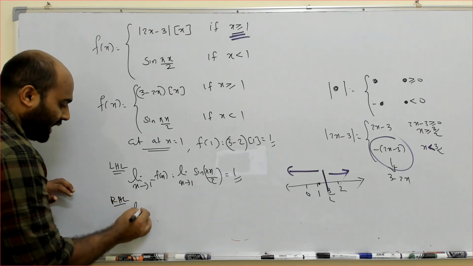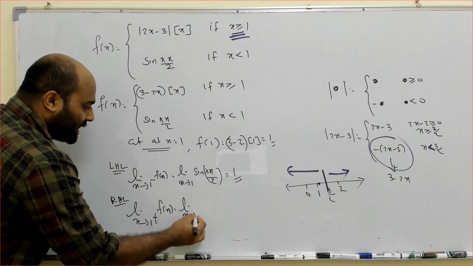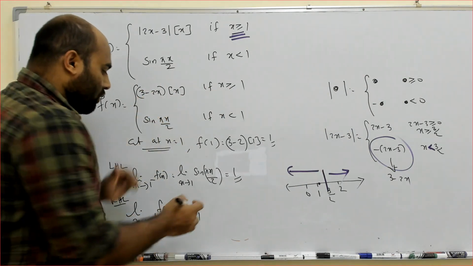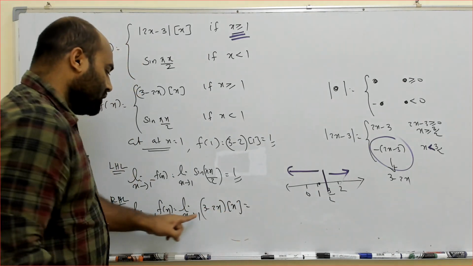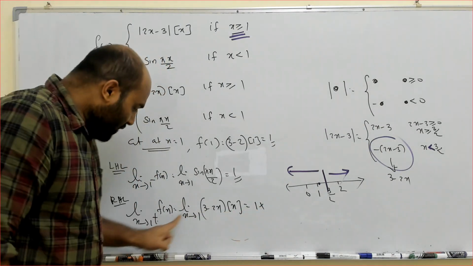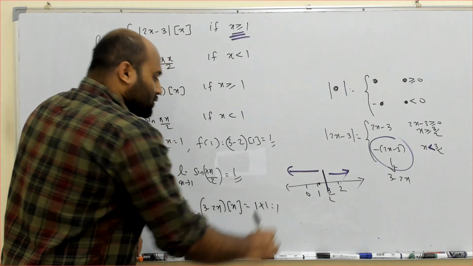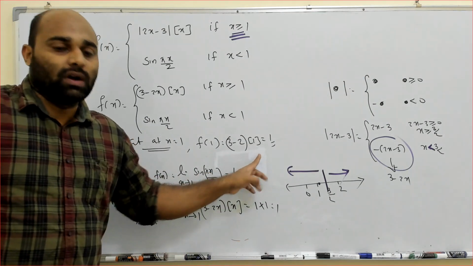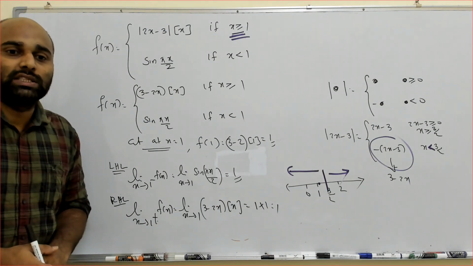Now, what about the RHL? RHL, limit x tending to 1 plus f of x. 1 plus means this will be more than 1. What will it be? 3 minus 2x into box x. Box x, we have to try the definition. So 3 minus 2 into 1 is 1, into what is box x? When 1 plus is coming, more than 1, the greatest integer is 1. So what can we say? LHL equals RHL equals f of 1. Therefore this function is continuous at x equal to 1.